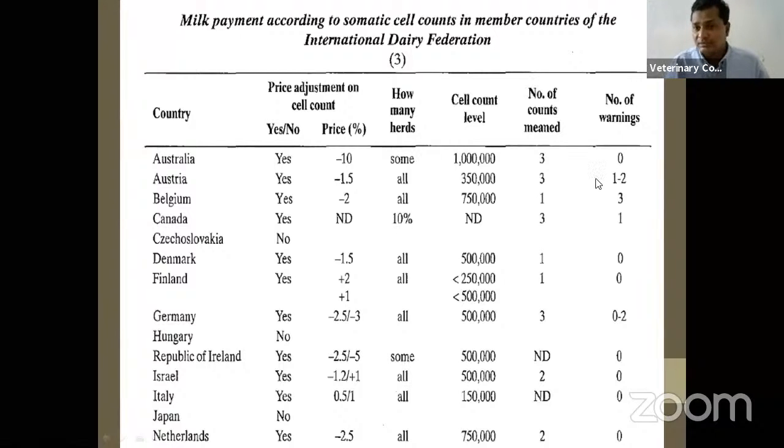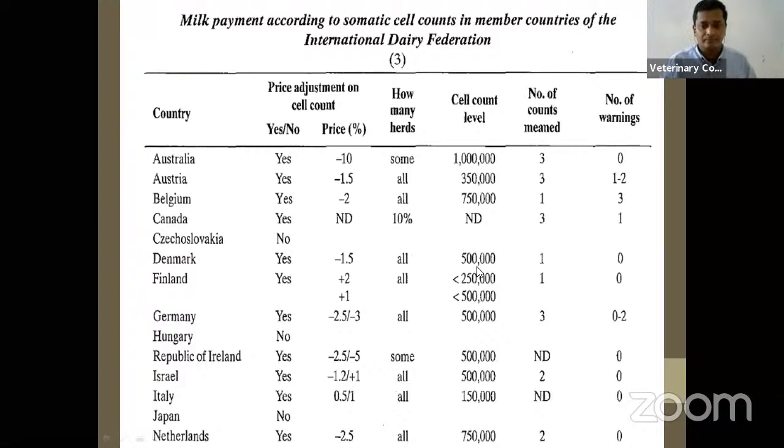If any sample exceeds 3.5 lakh, they will give a warning one time. If you make the mistake again, they will give a warning one more time. If you are still not listening, then they will cut your price by 1.5%. Out of 100 rupees, you will get 1.5 less. That much amount you will get.